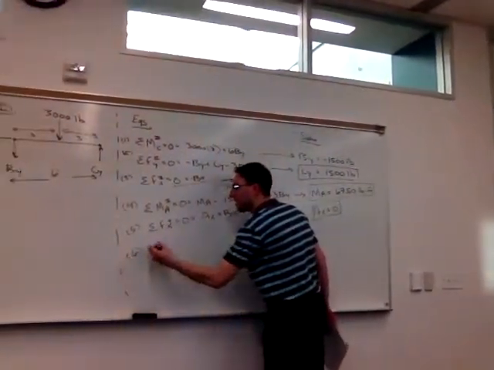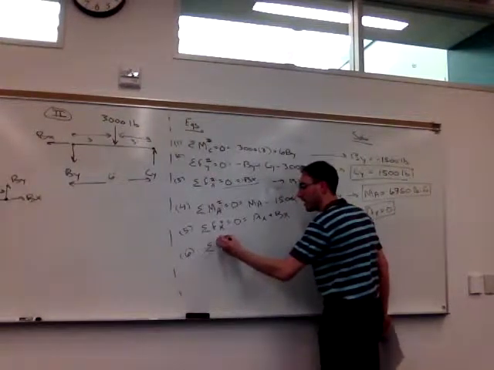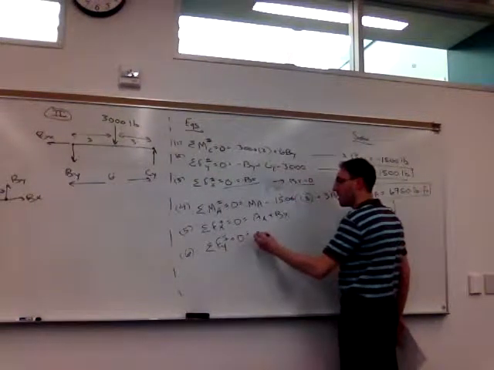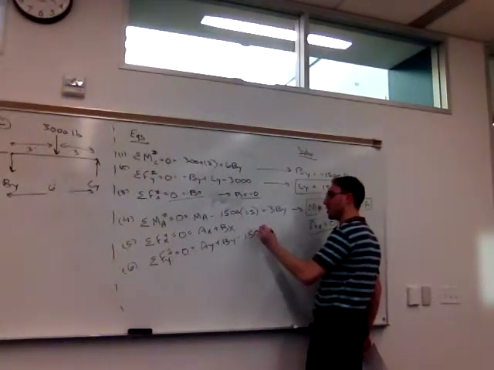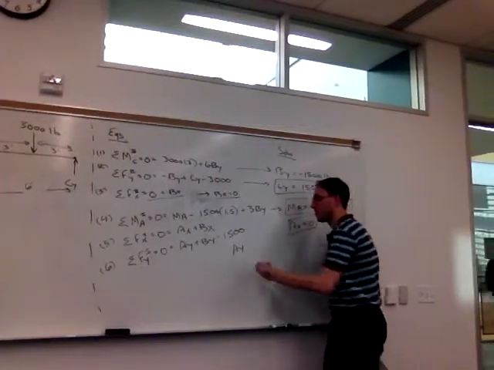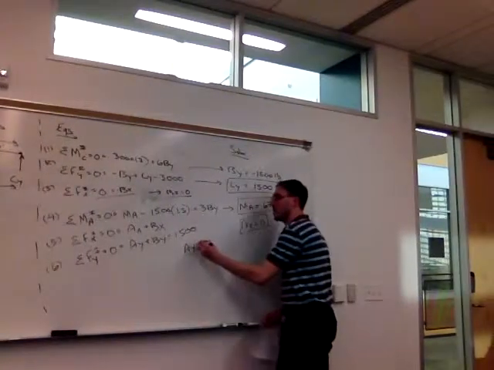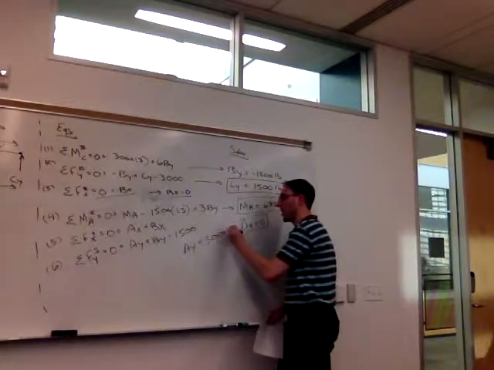And at last, if I find the forces in the y direction in picture 1, I have my AY, I have my BY, minus now the 1,500. So the value of AY must be 3,000 pounds.